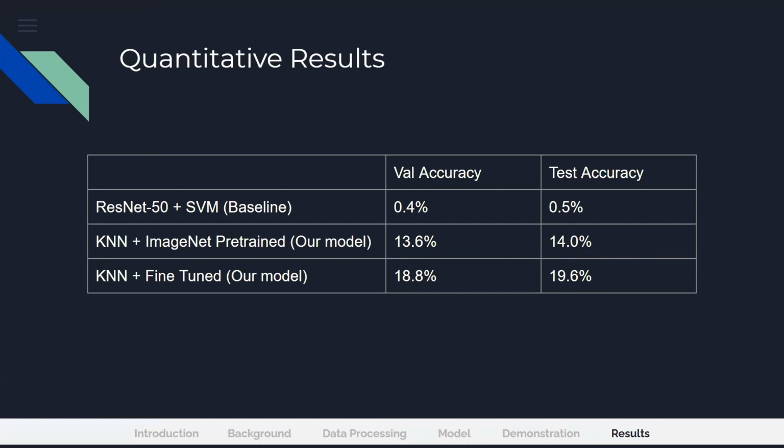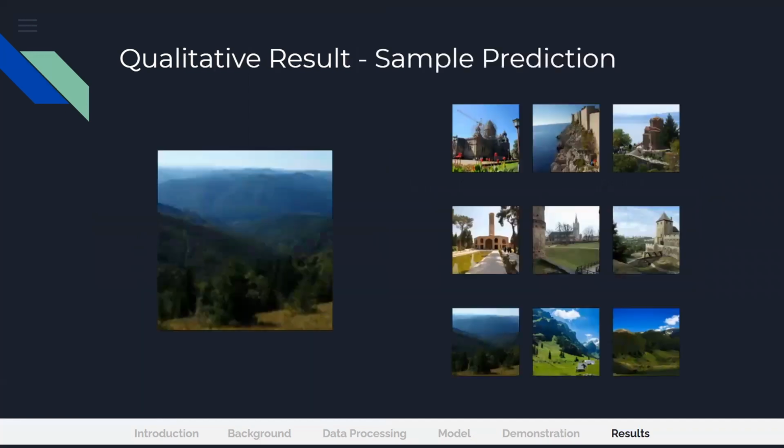We trained a baseline model, which obtained a test accuracy of 0.5%. We also tested using untuned networks using our ensemble, which obtained an accuracy of 14%. Our tuned model has a test accuracy of 19.6%, which outperforms both the baseline and the untuned models by a significant margin. Here is an example of a more qualitative result.